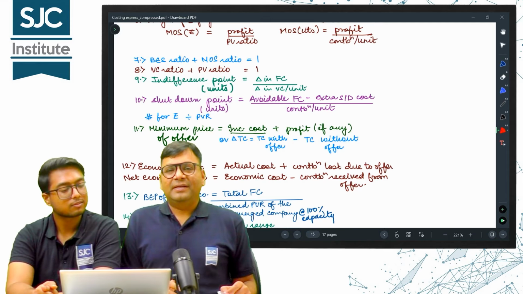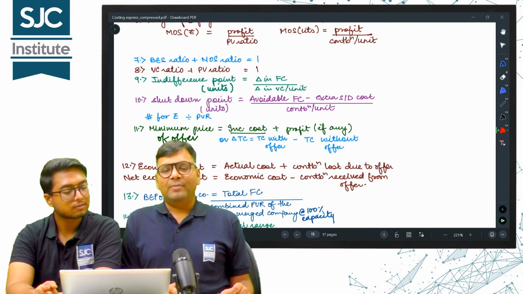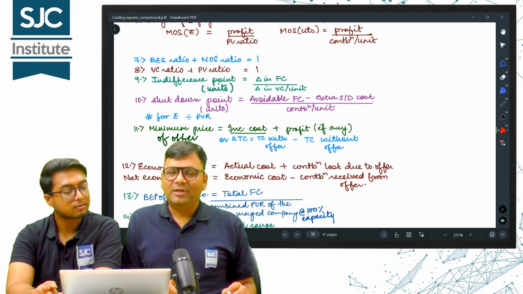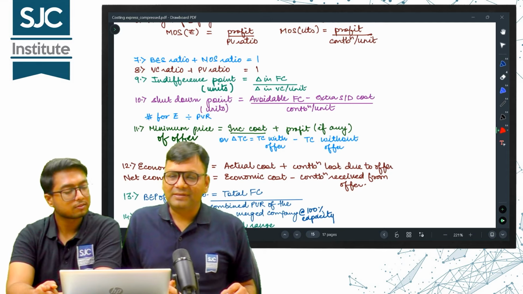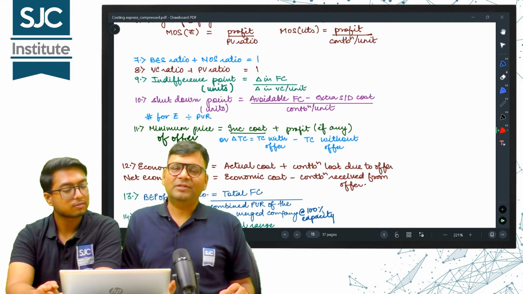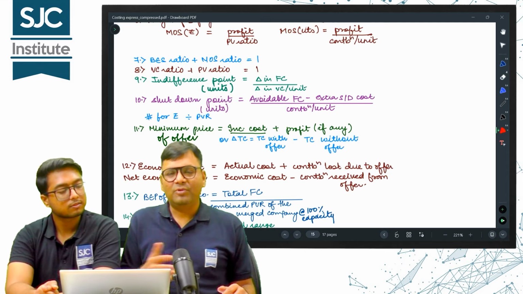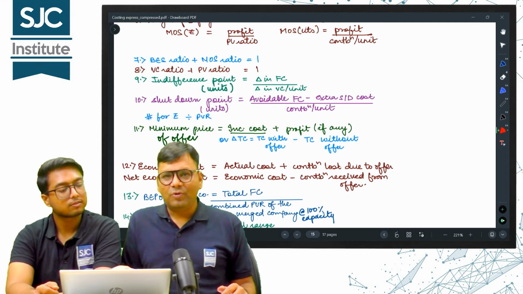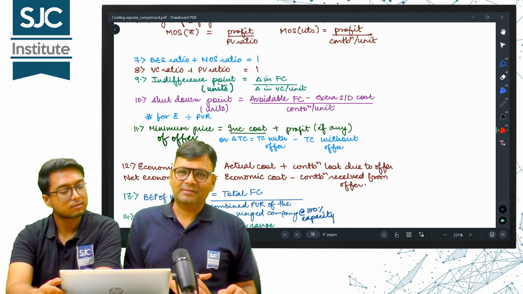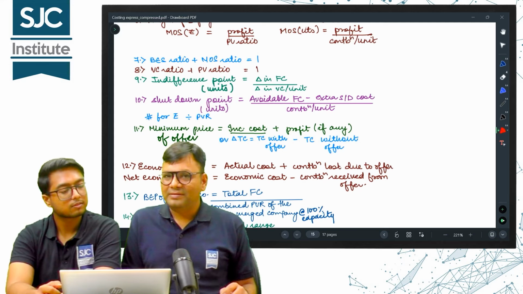So break-even sales ratio, if you know, then you can easily find MOS ratio as the difference between 100 minus the break-even sales ratio. If break-even sales is 60, MOS ratio will be 40. If break-even sales is 30, MOS will be 70. Similarly, if you know MOS, you can find break-even sales. If you know break-even, you can find MOS sales.